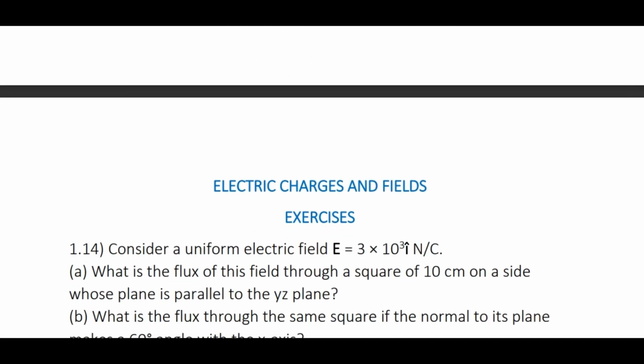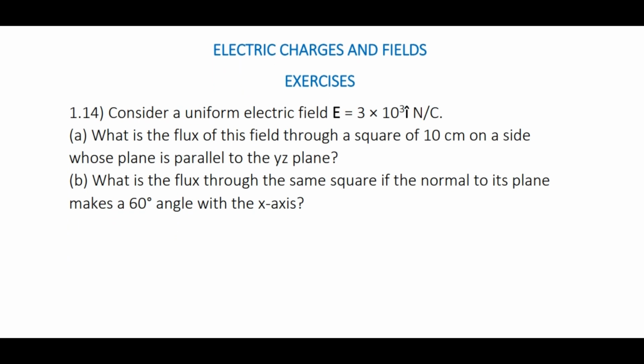Coming to 1.14. Consider a uniform electric field E bar is equal to 3 into 10 power 3 i cap Newton per Coulomb. Here electric field is along x direction but uniform. What is the flux of this field through the square of 10 cm on side whose plane is parallel to yz plane? The plane of the square is parallel to yz plane. So normal vector will be along x axis.